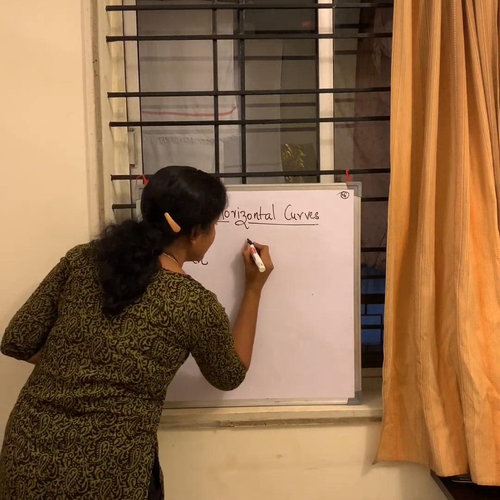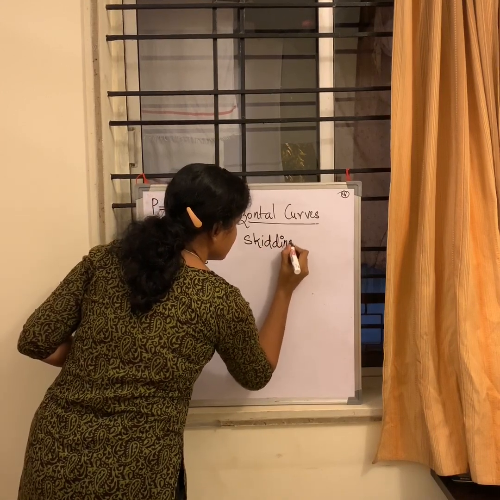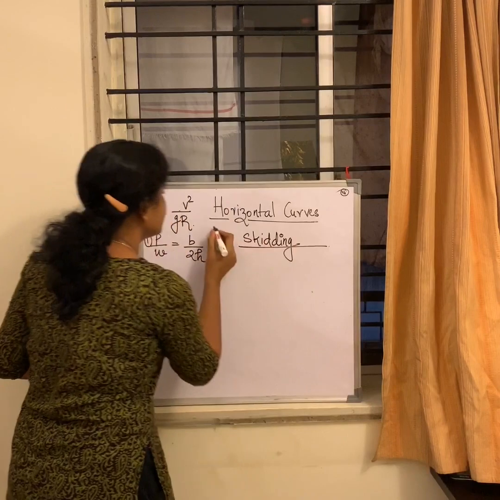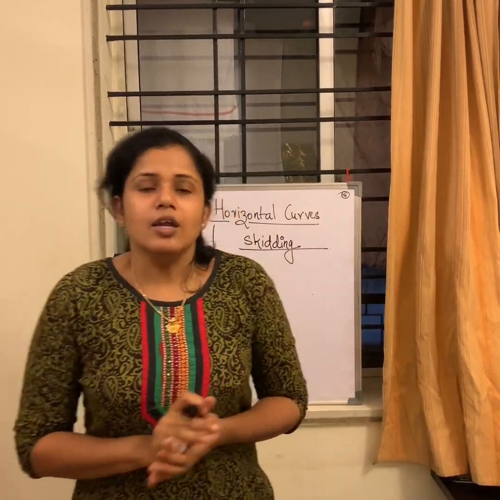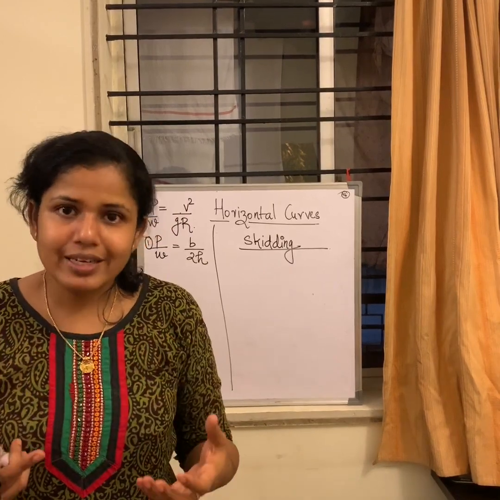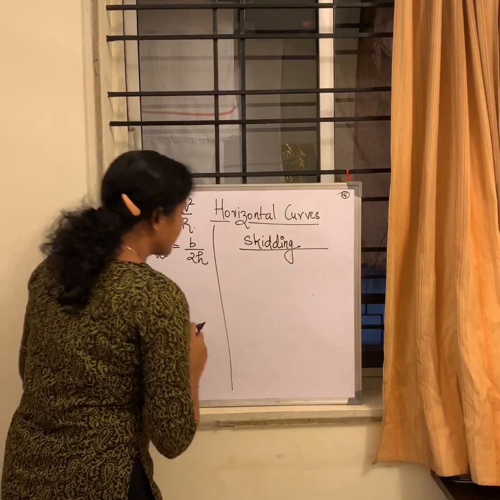Now I am going to write about the second case, skidding. So I said it can be either overturning or your vehicle has a tendency to skid, right? Now think about when the skidding is happening and what is actually resisting it. So let's draw the diagram again.